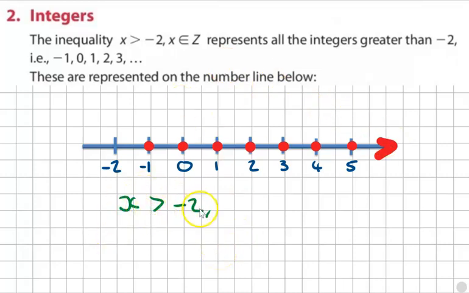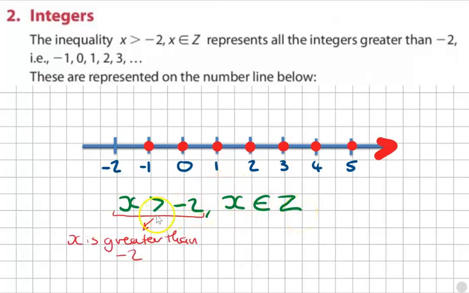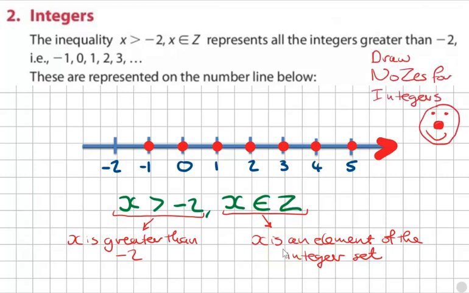So x is greater than -2, comma, x ∈ Z. So this means x is greater than -2, and this means x is an element of the integer set. And again, we draw noses for integers, just like we draw noses for natural numbers.